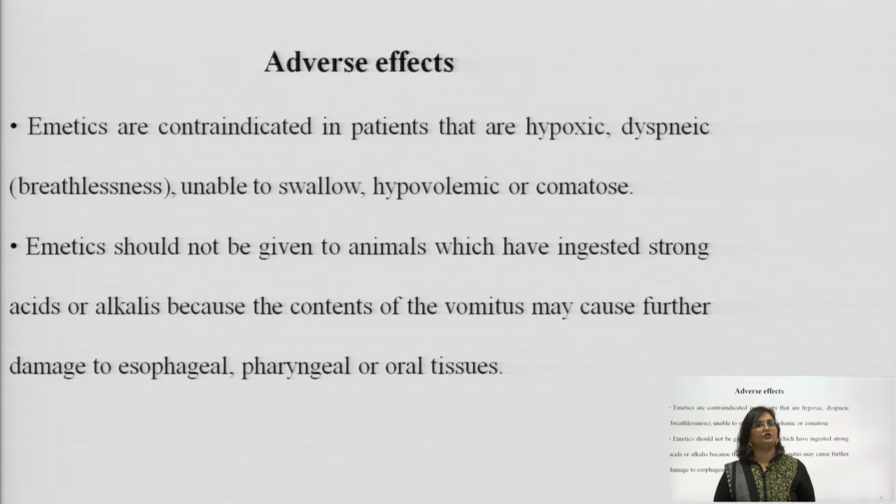Emetics should not be given to animals which have ingested strong acids or alkali, because the contents of the vomitus may cause further damage to the esophageal, pharyngeal or oral tissues. Clear all of you? If someone accidentally ingests strong acid or alkali, we should not try to regurgitate it, because these strong compounds may damage the esophageal tract, oral cavity or pharyngeal tissues. So these are the cases in which emetics should be avoided.